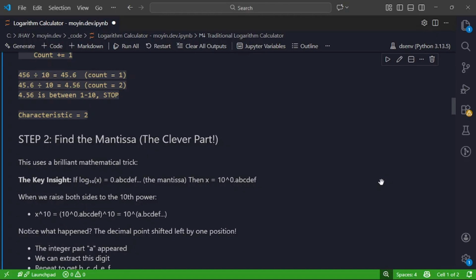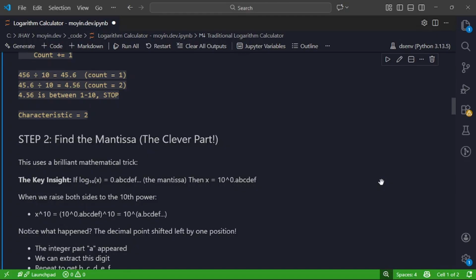So we've established that the mantissa is the portion of the logarithm after the decimal point. Remember, the decimal point is the point of division between the characteristic and the mantissa. So the mantissa is the part after the decimal point, right? The key insight here is if log10 of x is equal to 0.abcdef, so abcdef is the mantissa, then x will be 10 raised to the power of the mantissa.